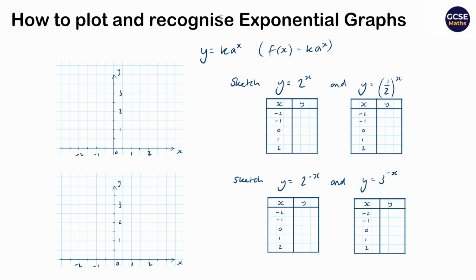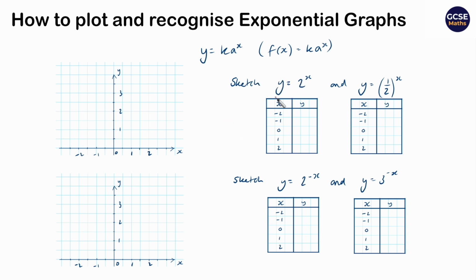Hello everyone, so today we're looking at how to plot and recognise exponential graphs. First of all, what does an equation for an exponential graph look like? It looks something like this: y equals ka to the power of x. Another way of saying it is the function of x, the f of x, is equal to ka raised to the power of x. Let's plot a few first and have a look at what they look like.